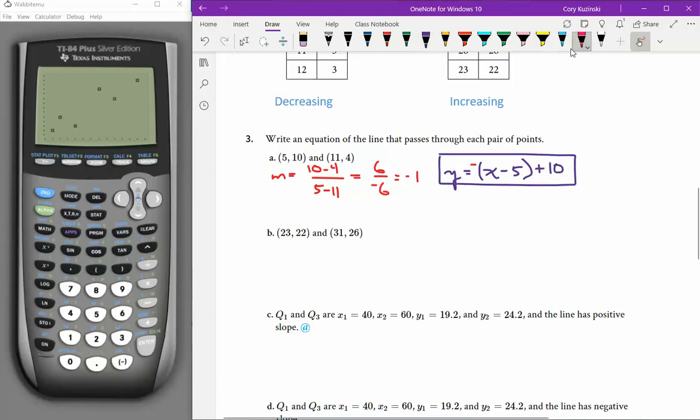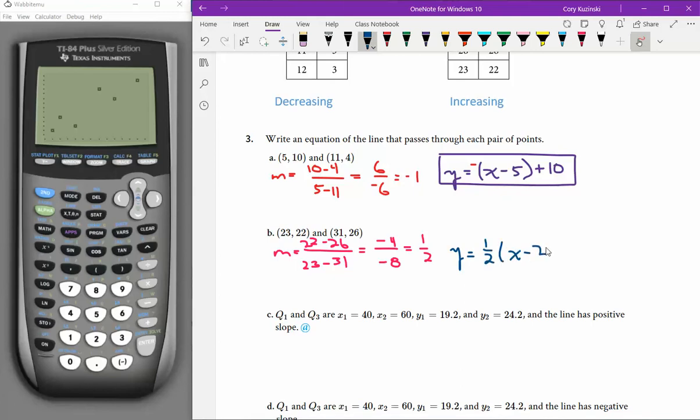Got another 2 set of points down here. So again, let's do change in y, 22 minus 26, over change in x, 23 minus 31. That'll give me negative 4 over negative 8, which simplifies to 1/2. And then we can write our equation. We'll go with y equals 1/2 times x minus 23 plus 22.